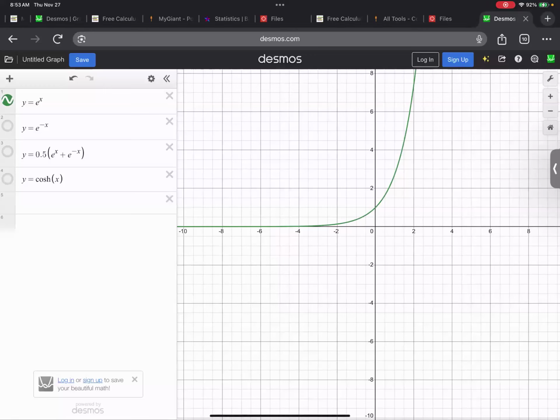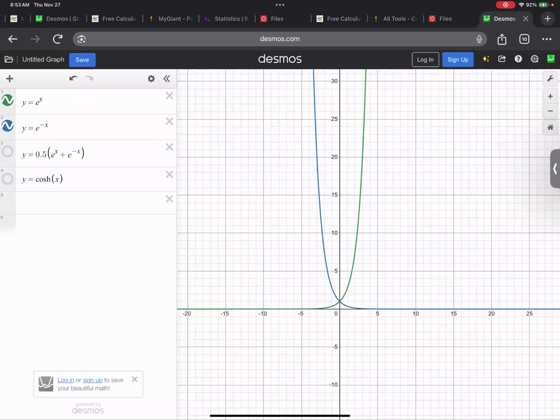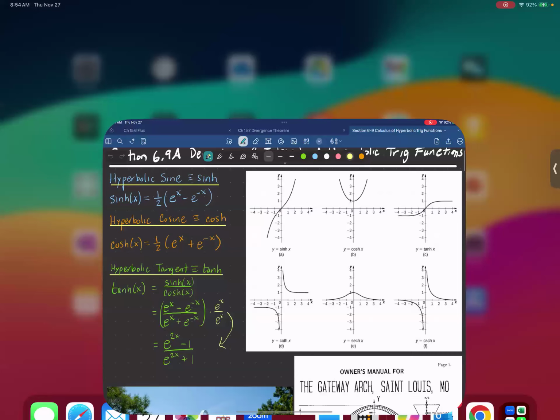So right here is e to the x. Right there is e to the negative x. And it wants to average those two. So when we average them, notice that it goes to infinity really fast. The red function, our hyperbolic cosine, tends to follow the positive sides of both of them. And if we put in cosh, it's got the exact same graph. Okay, let's go back to this.